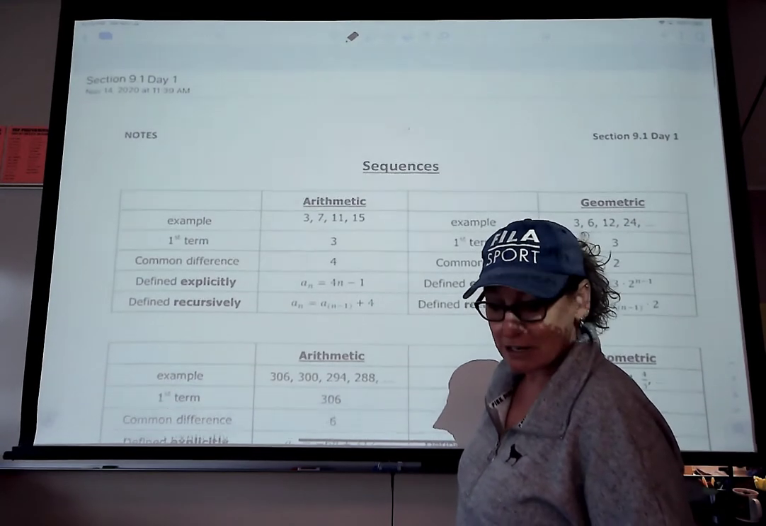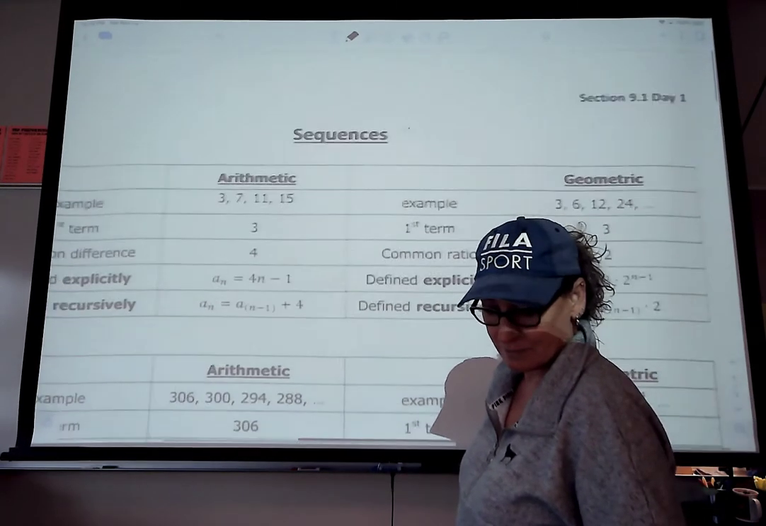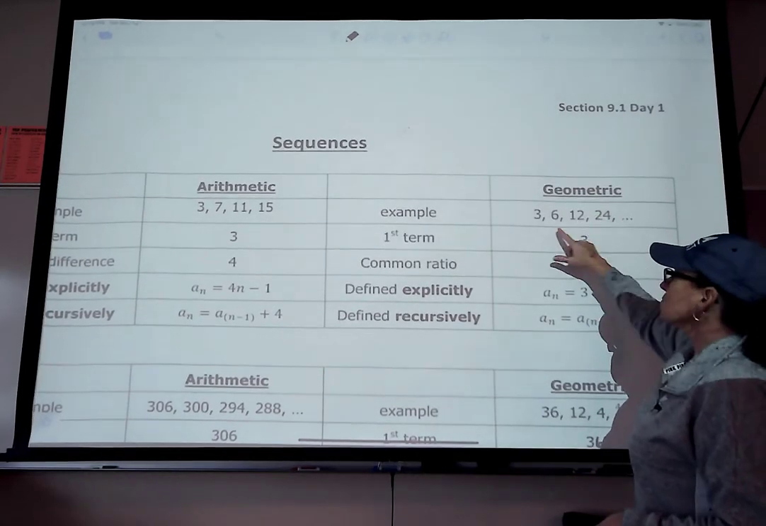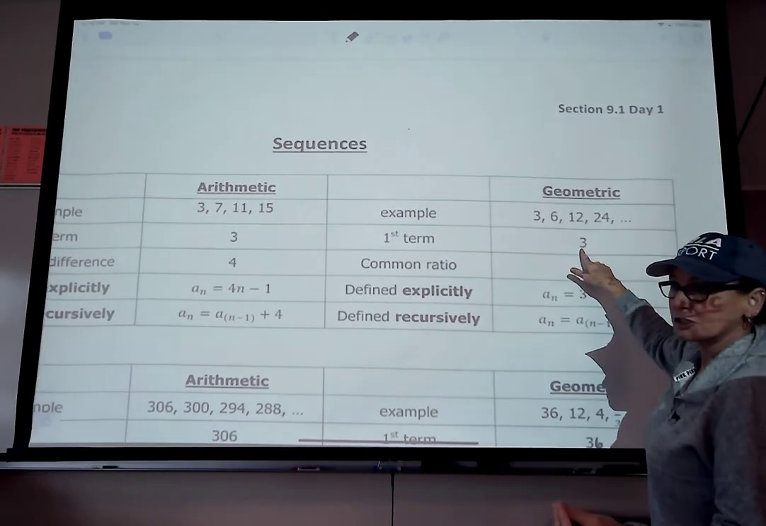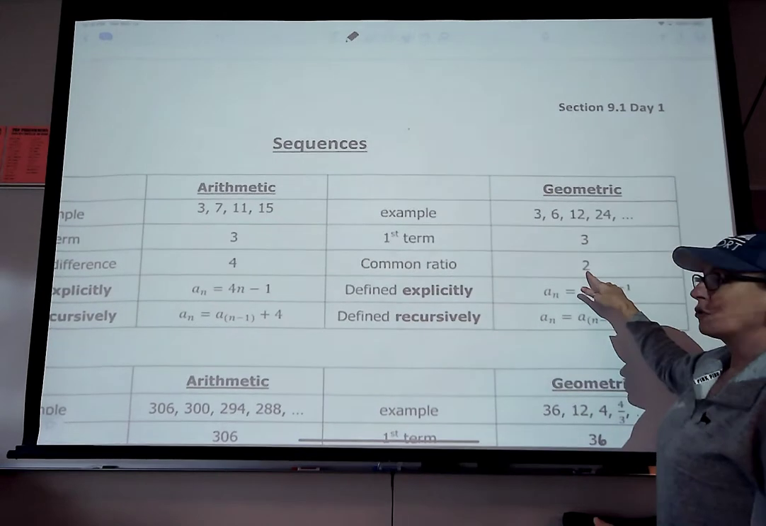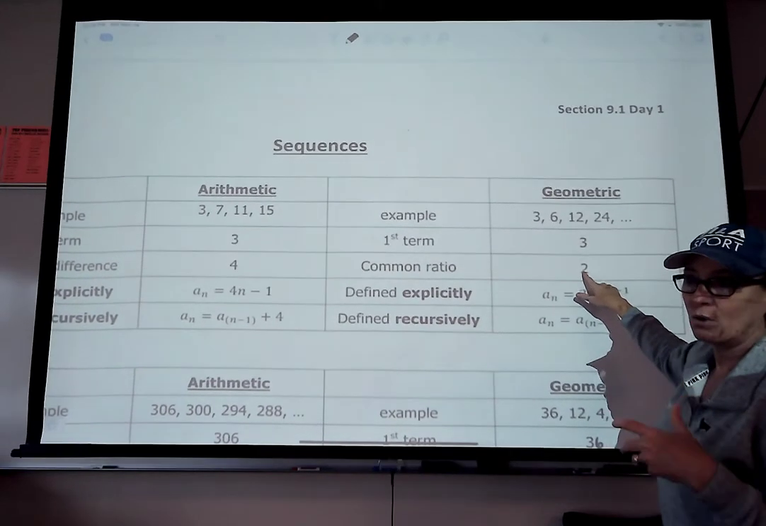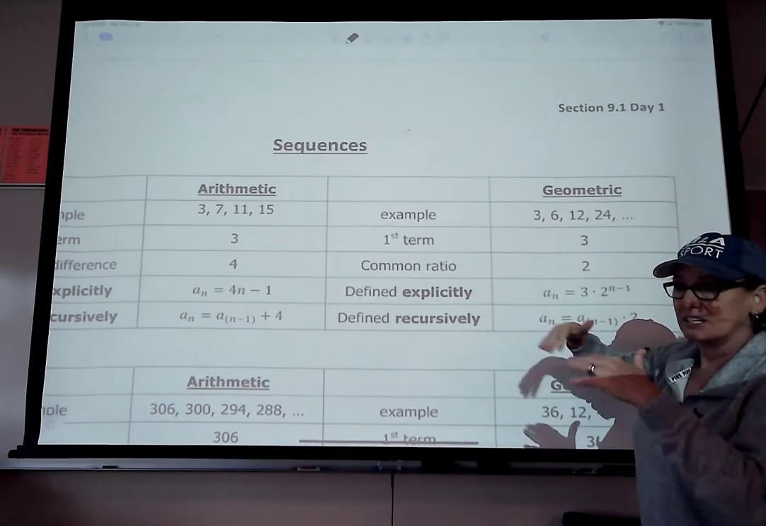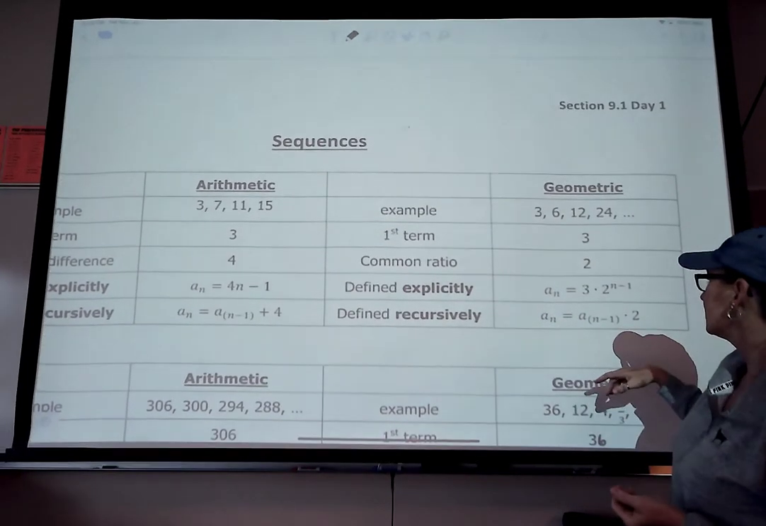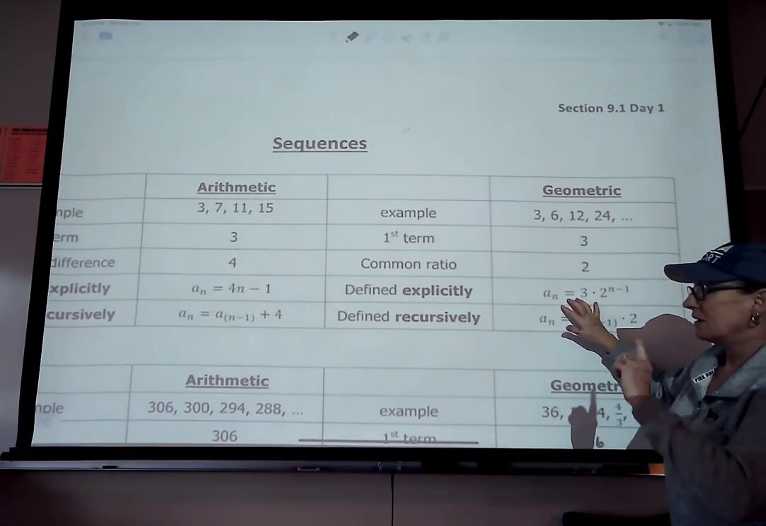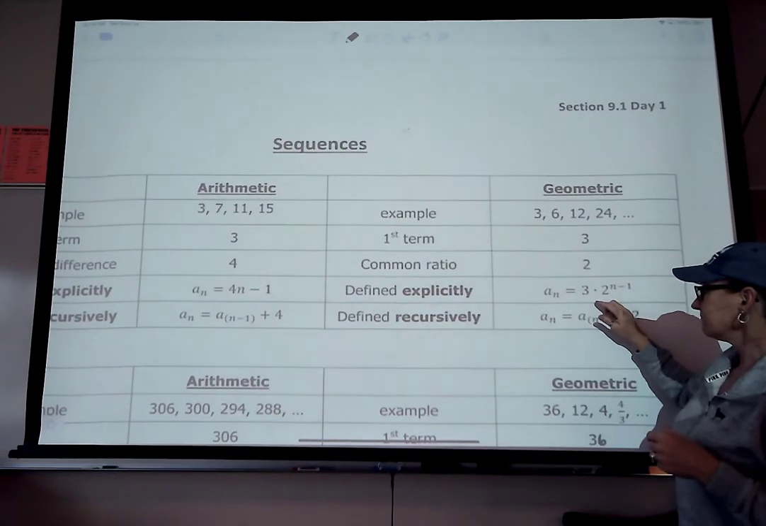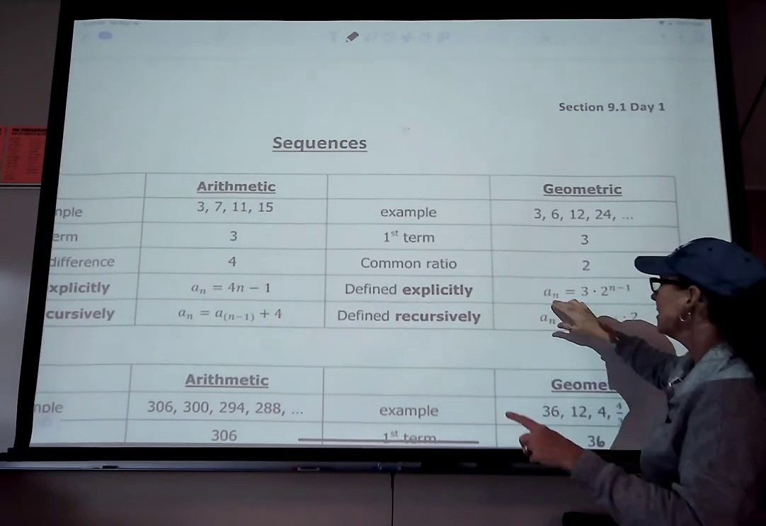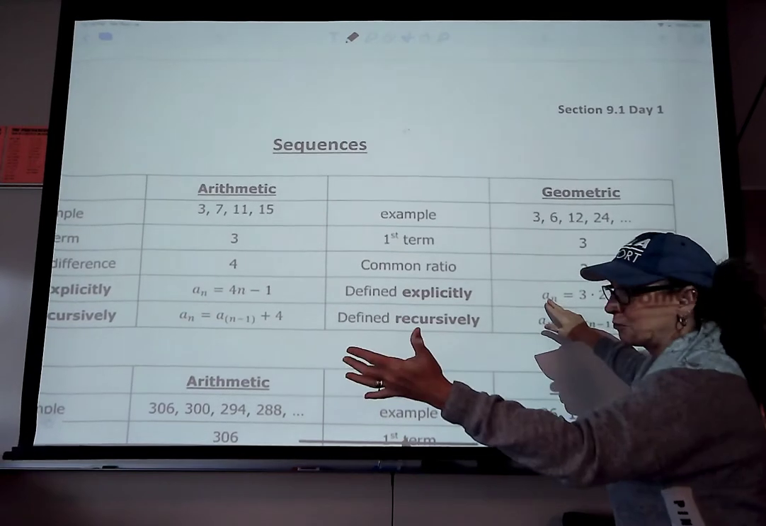For geometric sequences, this time, again, a list of numbers. We're going to pay close attention to the first term of the sequence, and this time we're going to look at our common ratio, or what is being multiplied each time to get the next term in our sequence. We can define it recursively, and we can define it explicitly, which allows us to jump to any term we want.